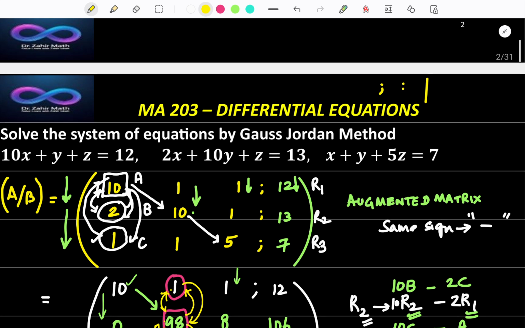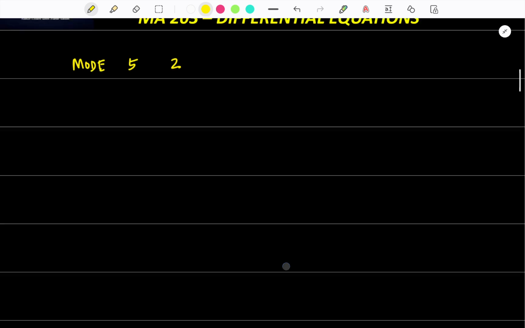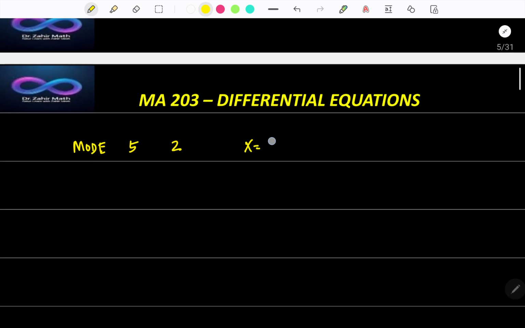10 press equal, 1 press equal, 1 press equal, 12 press equal, 2 press equal, 10 press equal, 1 press equal, 13 press equal, 1 press equal, 1 press equal, 5 press equal, and then 7 press equal. Okay, right. So if you press, I'll get 1, 1, 1. X is equal to 1, y is equal to 1, z is equal to 1. So I get the answer x equals, y equals, z equals what? 1. Not necessary the same answer should come.